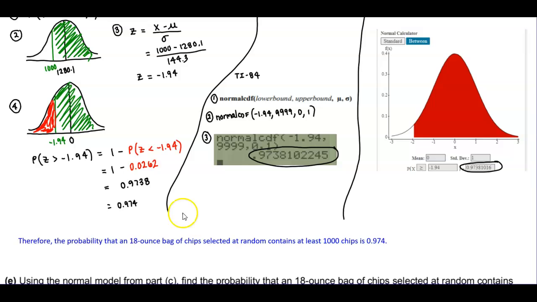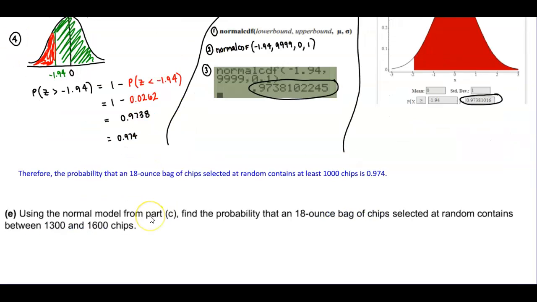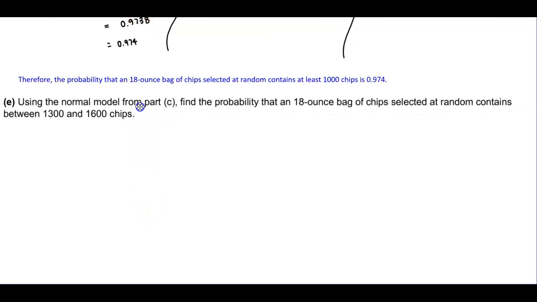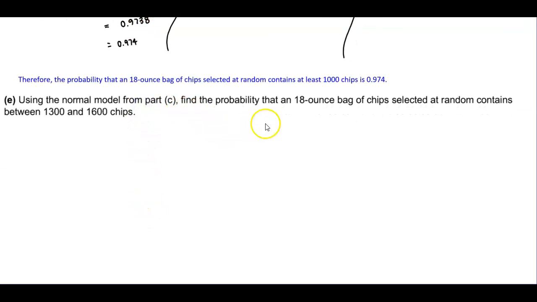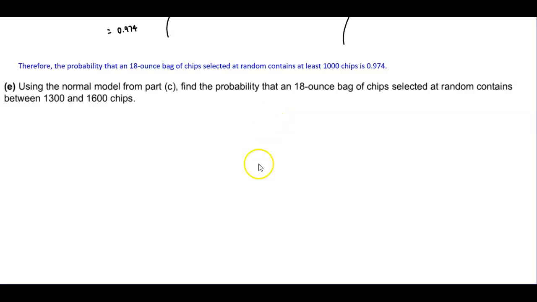Okay, now we're going to move on to part E. So let's take a look at part E. It says, using the normal model from part C, find the probability that an 18-ounce bag of chips selected at random contains between 1,300 and 1,600 chips.